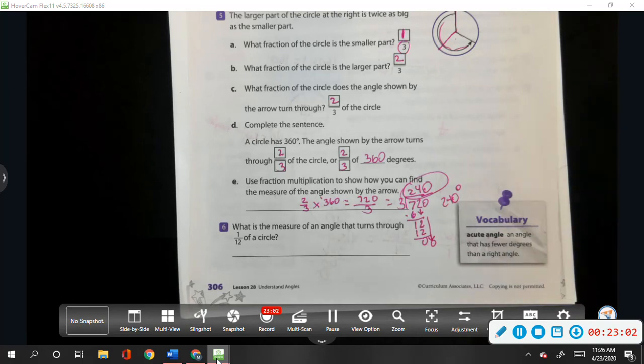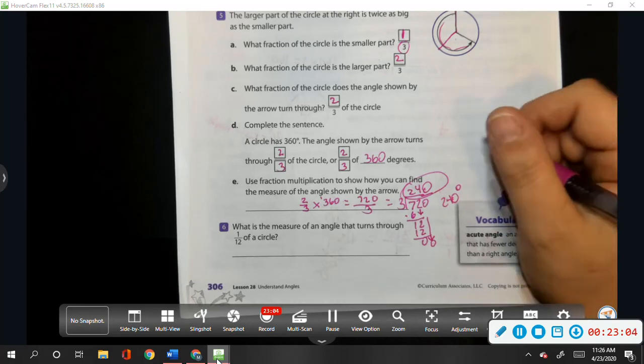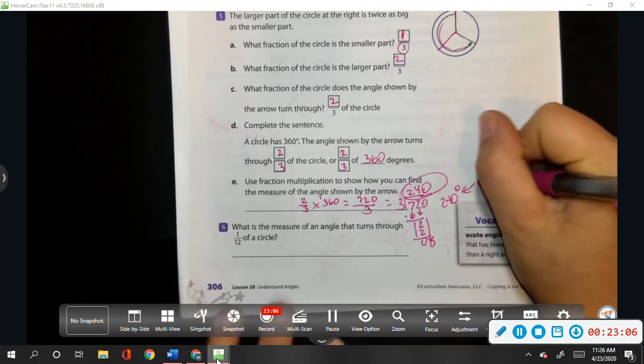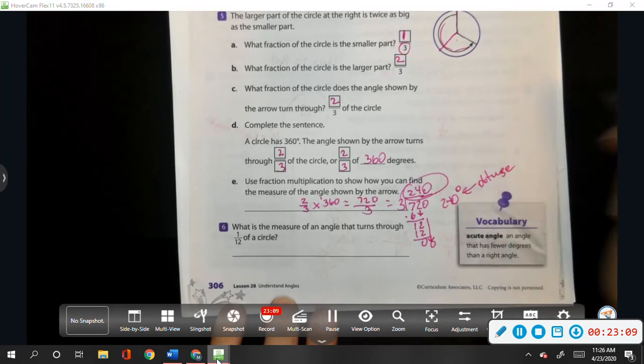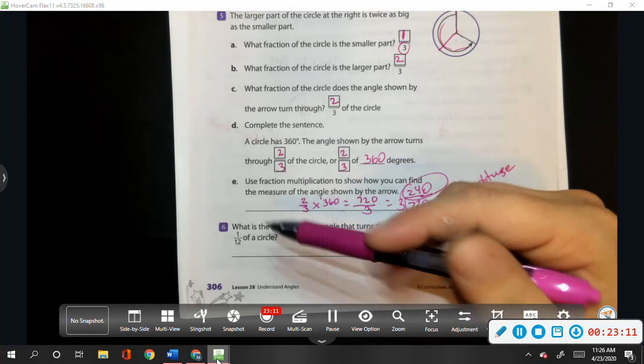which would be what kind of angle? Would it be acute, obtuse, or right? It would be obtuse, because it is more than the 90 degrees. It's way more than the 90 degrees.